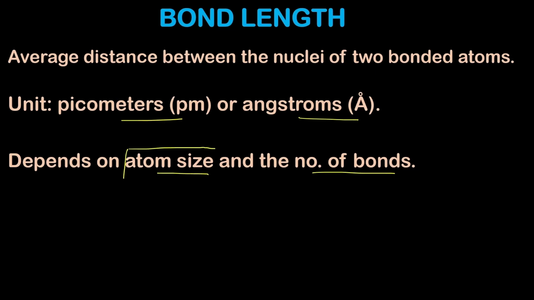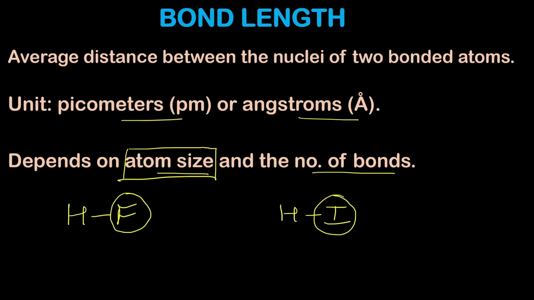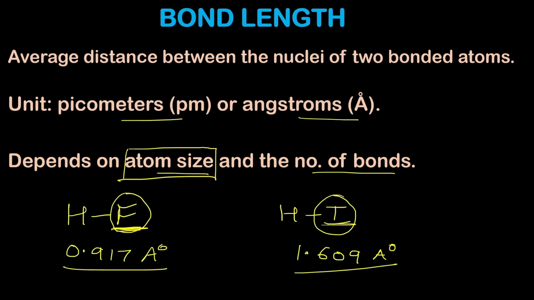Since we have defined the atomic size, let us take the example of HF and HI molecule. In case of HF, we can see that fluorine is having a smaller atomic size when compared with iodine in the another molecule. So HF bond length over here is seen to be 0.917 angstrom, whereas HI shows me 1.609 angstrom. Obviously, it is due to the smaller atomic size of fluorine that the bond length is shorter, and in case of HI, due to the bigger atomic size of iodine, the bond length is longer.